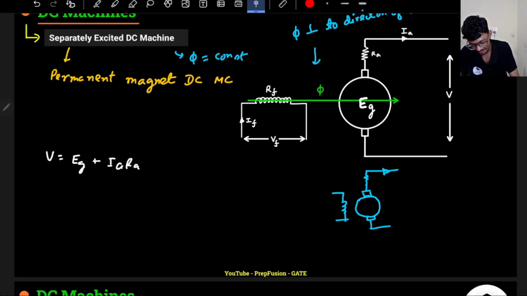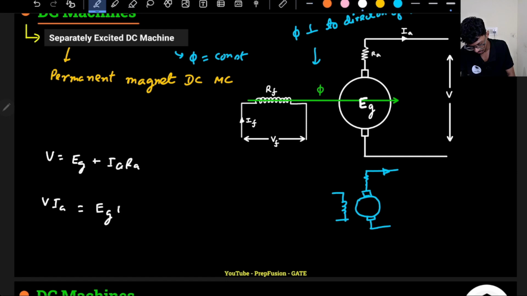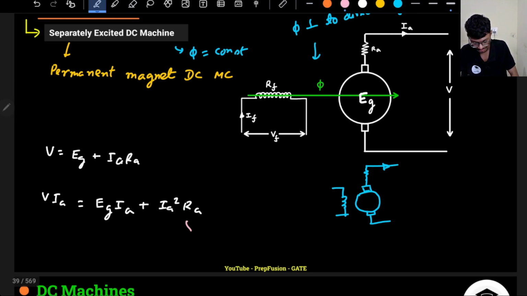Now this Ia current is the same, right? So what is the output power? Output power is V into Ia, which is equal to Eg, if I multiply by Ia on both sides, Eg into Ia plus Ia whole square into Ra. What is this basically? This is the copper loss across the armature. So again, I'm getting back to the same formula.